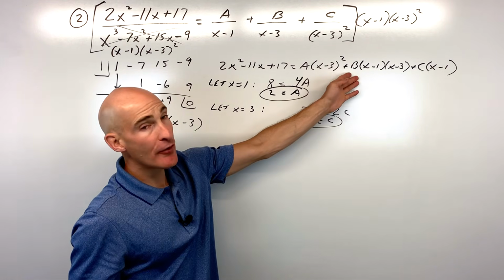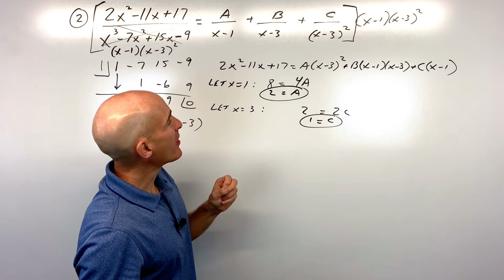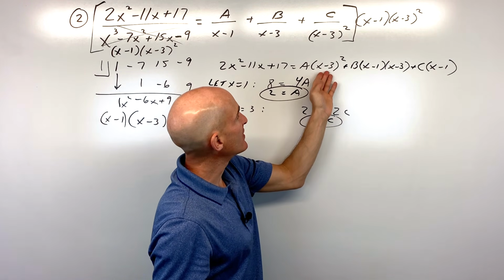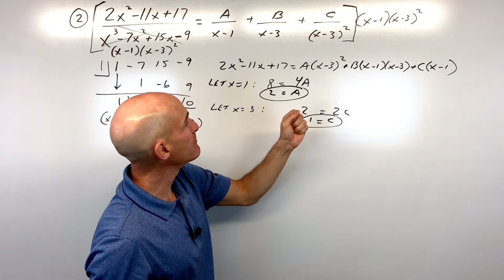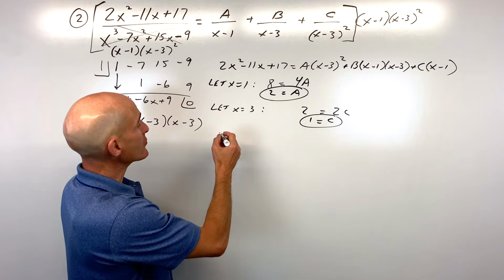Now all we have to do is solve for B. Now you're probably saying at this point, Mario, what are we going to do? We've already used our zeros. We made this equal to 0 by letting x equal 3, and we made this equal to 0 by letting x equal 1. Let's just let x equal 0.